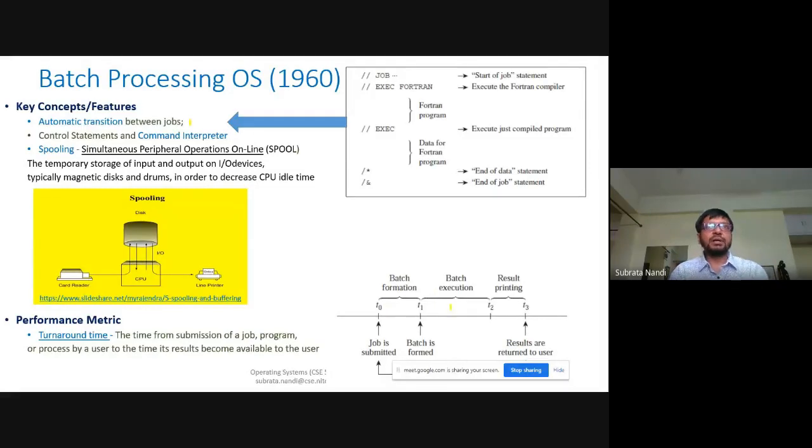Now, to speed up the process or reduce the CPU idle time, what happens? Say this is a CPU, and this is a card reader, and this is a line printer. Say I want my output to be printed, and I'll take that away. You see, the CPU is a relatively faster processing unit compared to the card reader or the line printer.